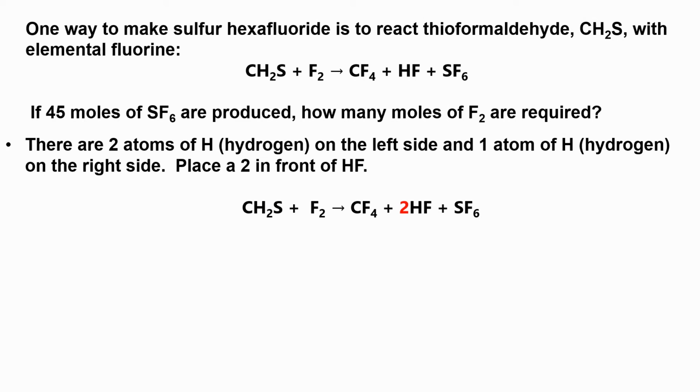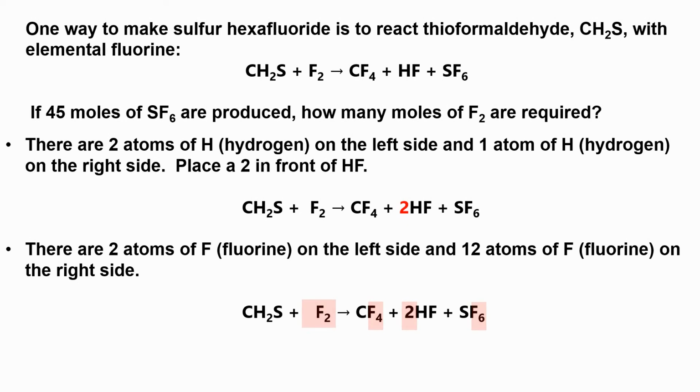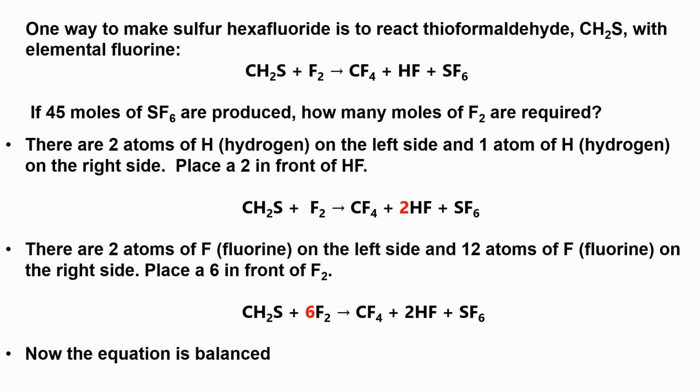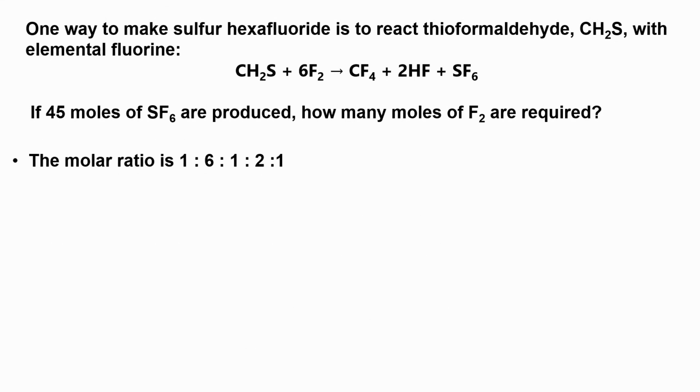There are 2 atoms of fluorine, F, on the left side and 12 atoms of F on the right side. So we must place a 6 in front of the F2 on the left side. Now the equation is balanced. The molar ratio will be 1 to 6 to 1 to 2 to 1.